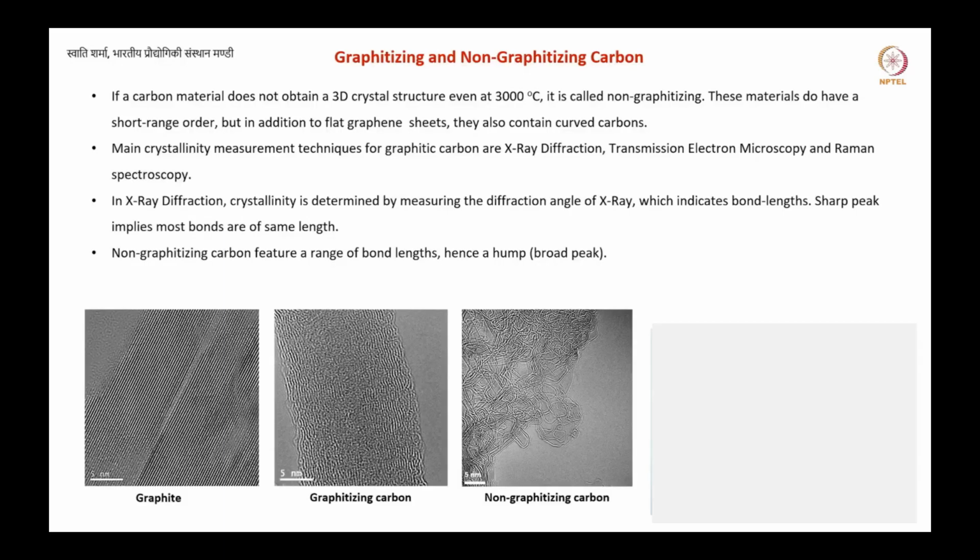Yes. So the graphitizing and the non-graphitizing carbon, you can see in the image how the graphitizing carbon looks and how the non-graphitizing carbon looks. And the first image corresponds to the graphite. So if a carbon material does not obtain a 3D crystal structure even at 3000 degrees centigrade, it is called non-graphitizing. These materials do have a short range order, but in addition to flat graphene sheets, they also contain curved carbons, as you can see in the image below.